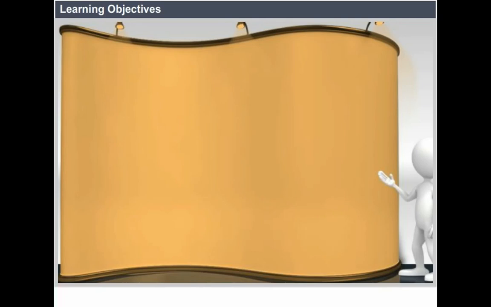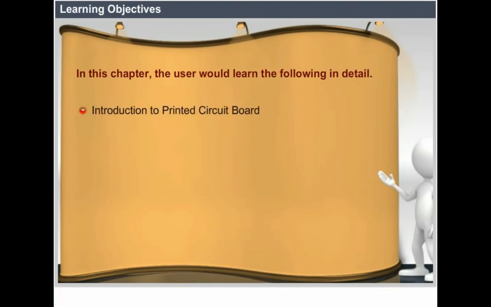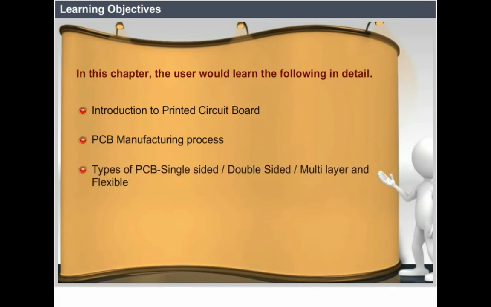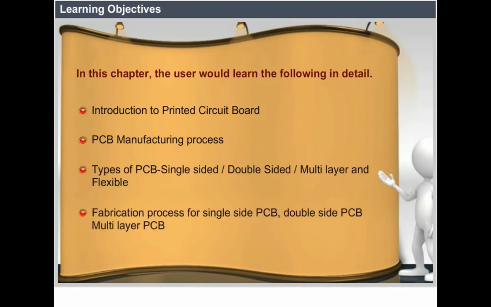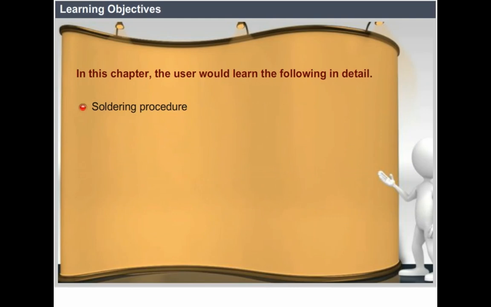Learning objectives. In this chapter, the user will learn the following in detail. Introduction to printed circuit board, PCB manufacturing process, types of PCB: single-sided, double-sided, multi-layer and flexible. Fabrication process for single-sided PCB, double-sided PCB, multi-layer PCB. Soldering procedure. Repair of PCBs.